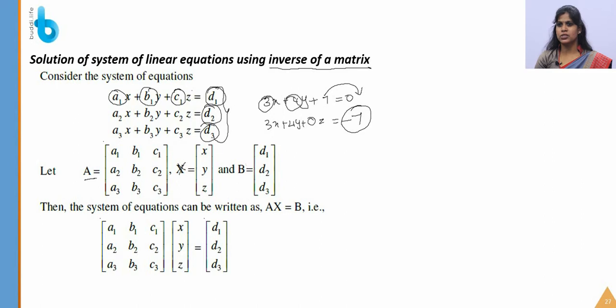Now, this system of equations can be written in the form of matrices. The given equation we have written in the form of matrix, and then these matrices itself we can write as an equation, that is A into X equal to B. Like this you can write: the matrix A into the matrix X equal to the matrix B.